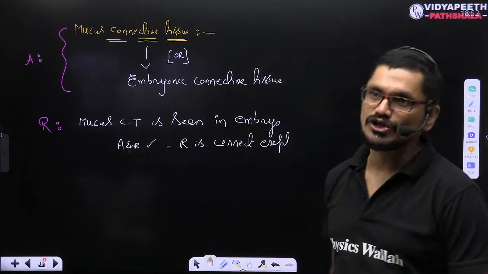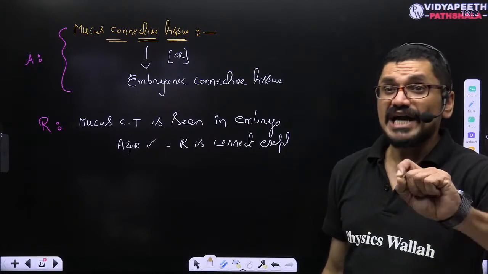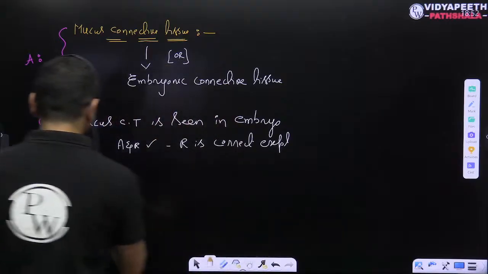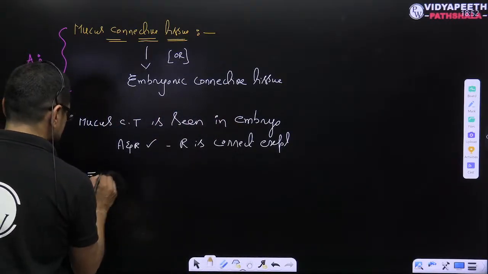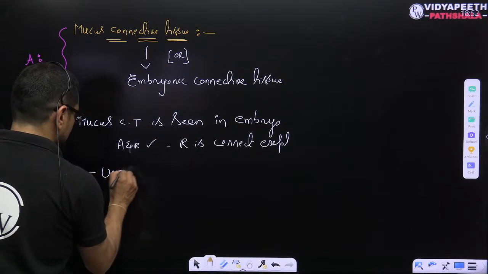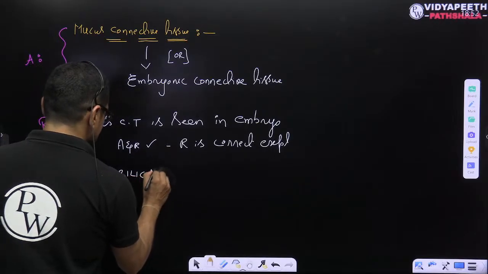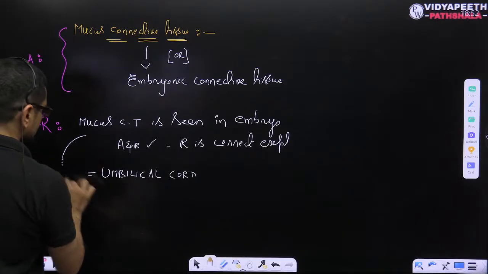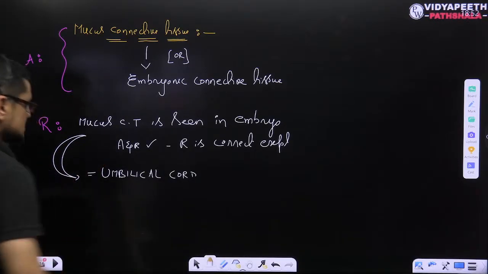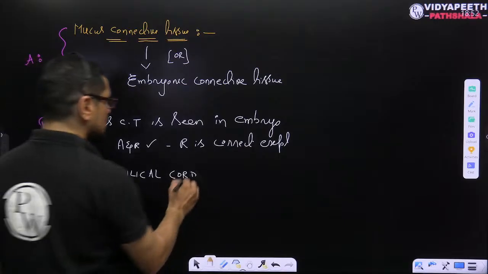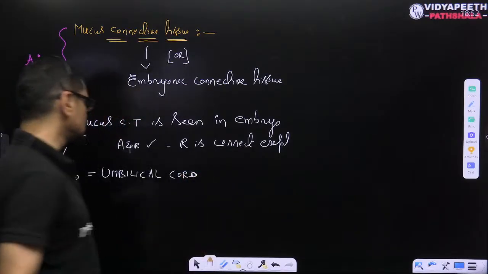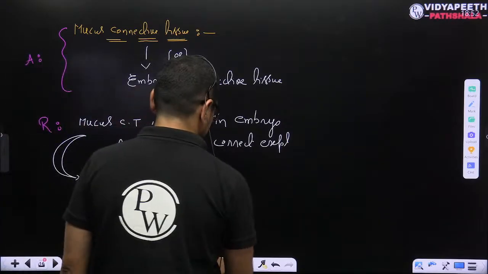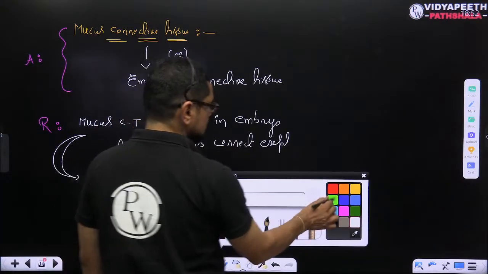So mucous connective tissue is also called embryonic connective tissue because it is seen in embryo. In the embryo, where it is exactly present, I will tell. In the embryo, this is present in the umbilical cord. This mucous connective tissue is present in the umbilical cord. Do you have any idea about the umbilical cord?